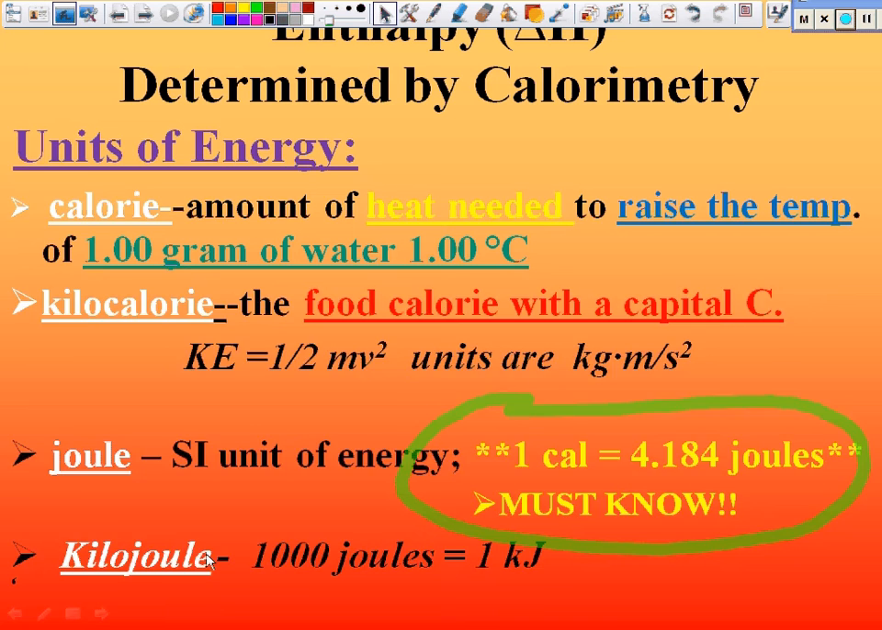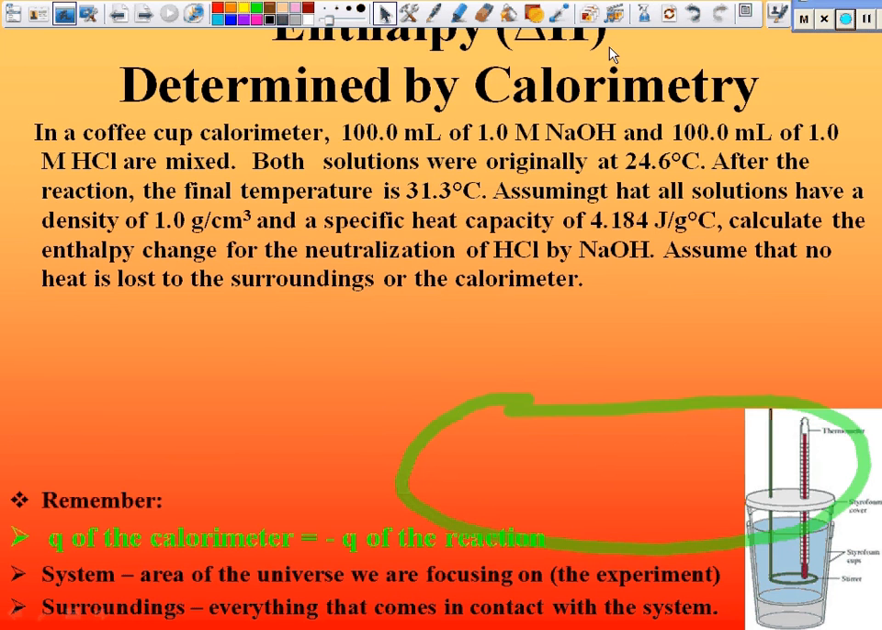All right, so here is our first calorimetry problem. In a coffee cup calorimeter. Now, why do they not say bomb calorimeter? It's too expensive. Just like if you're running a platinum and graphite, same concept. Okay, 100 milliliters of a 1 molar sodium hydroxide and 100 milliliters of a 1 molar hydrochloric acid are mixed.